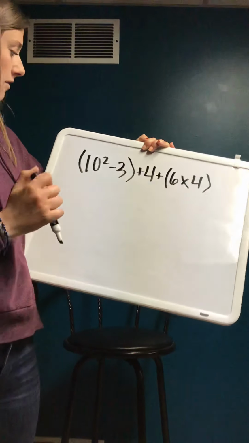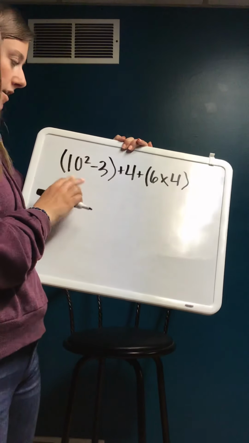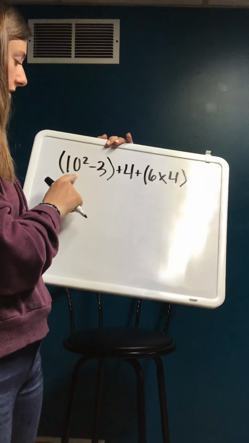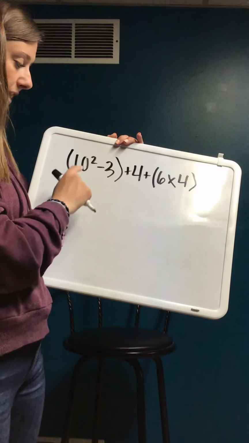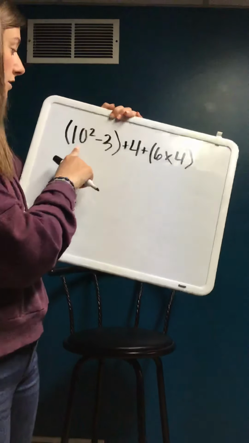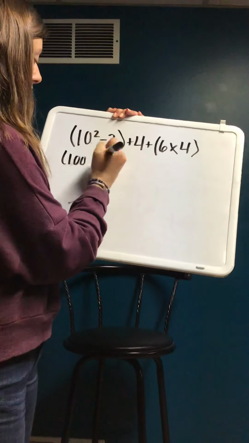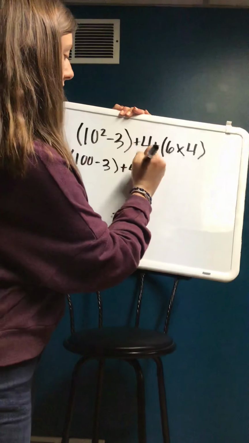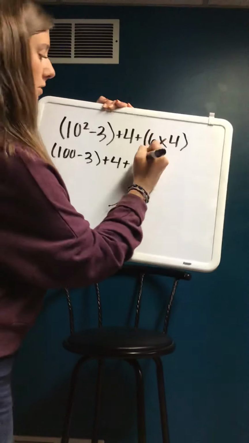Okay, perfect. So the first thing is the parentheses, and we'll go with either of them. So we'll start with 10 squared minus 3. So we know that to solve the 10 squared minus 3, we have to get 10 squared, which is 100. So we have 100 minus 3 plus 4 plus 6 times 4, which is 24.